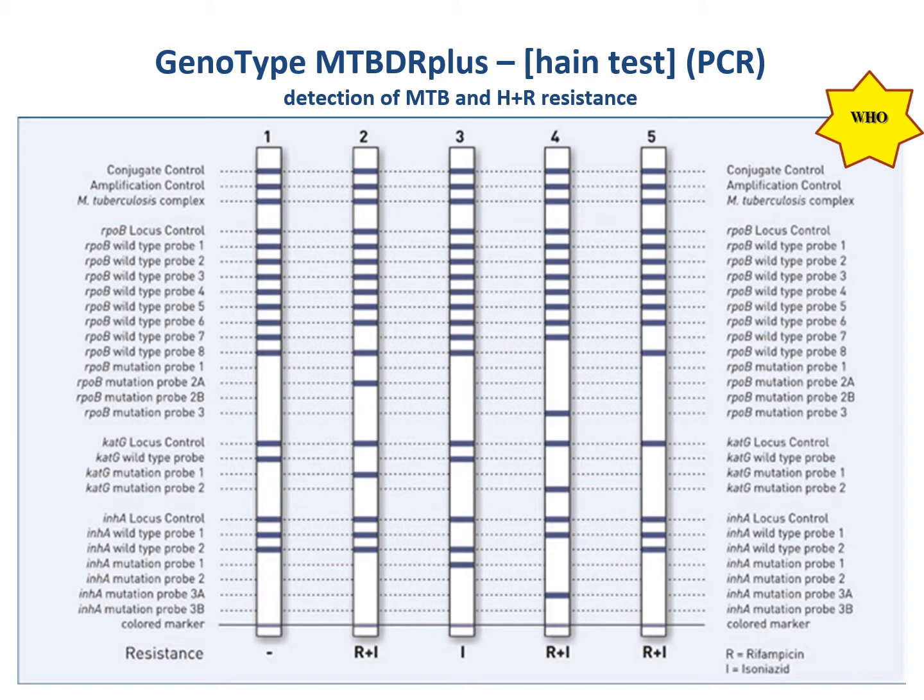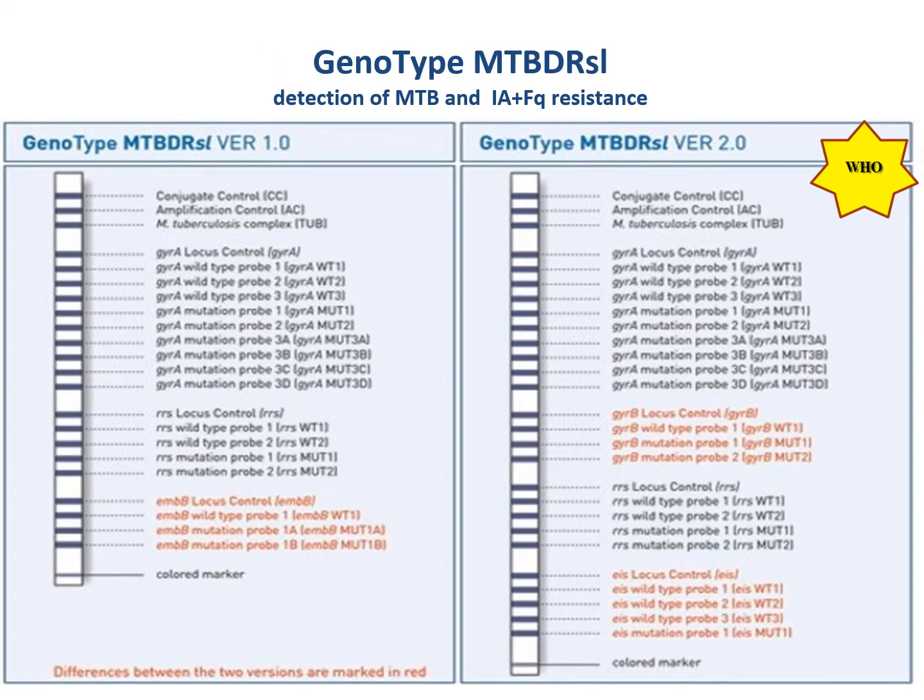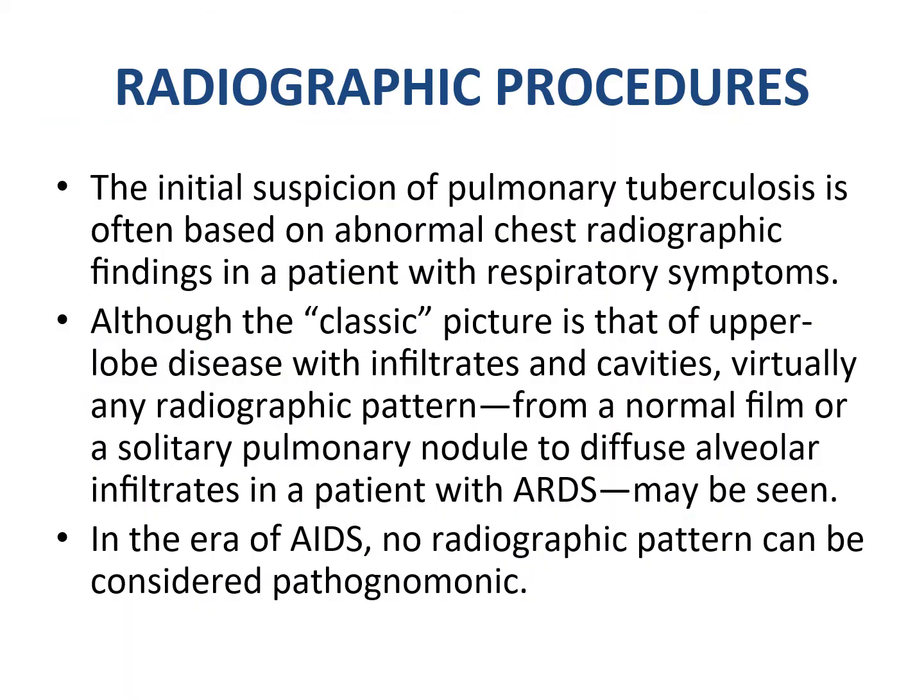The GenoType MTBDRplus Hain test looks like this slide you can see. And GenoType MTBDRsl, detection of TB, and the GenoType MTBDR test, GenoType MTBDRplus version 2.0 test.